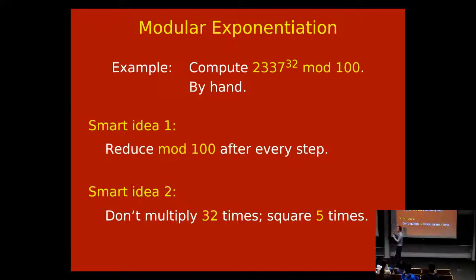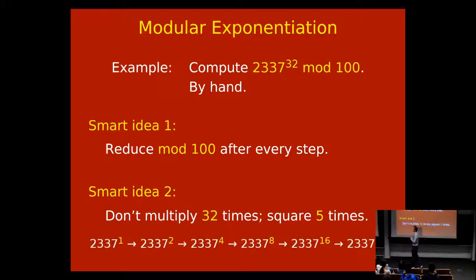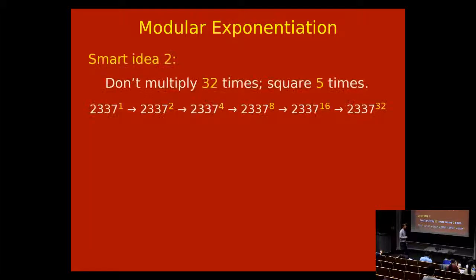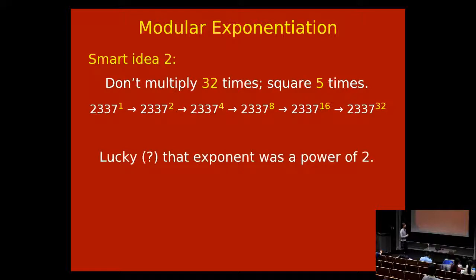And of course, you can put these two ideas together, which I guess is what you were saying. But just looking at this idea, if you take this number and you square it, you get to the power of 2. You square it again, you get to the power of 4. You square it again. Each time, you have to do 5 squarings, which is like 5 multiplications. So that's a lot better than doing 32 of them. And of course, you can put these two ideas together. So you actually only compute these squared numbers mod 100, or keep their last 2 digits.